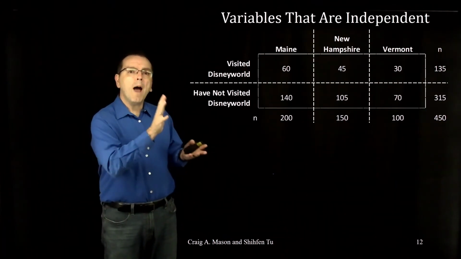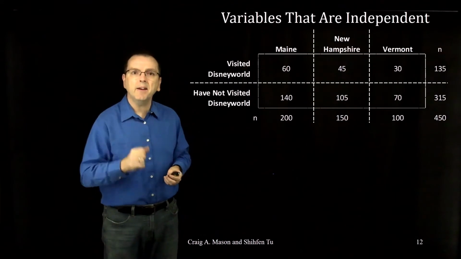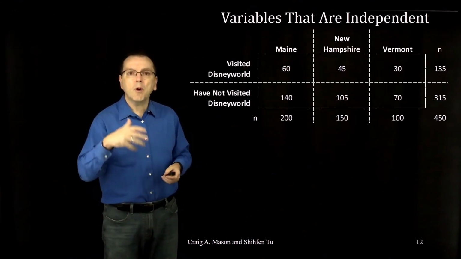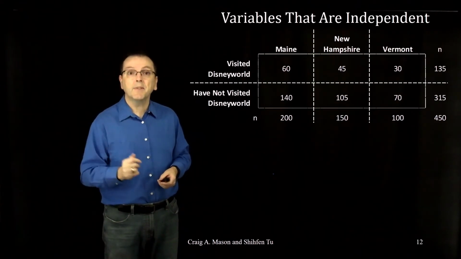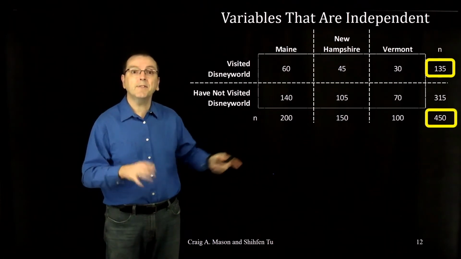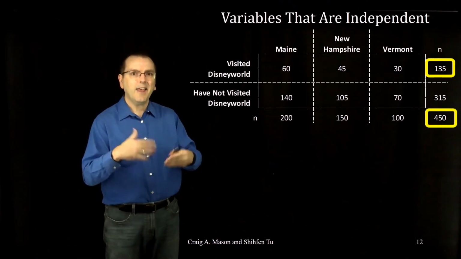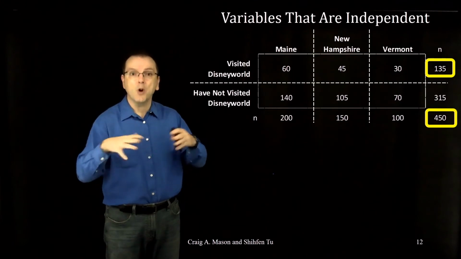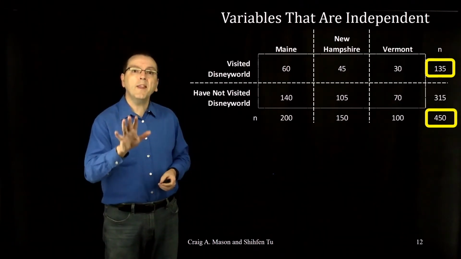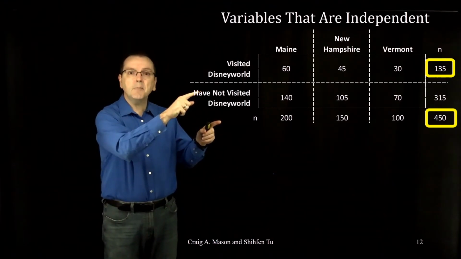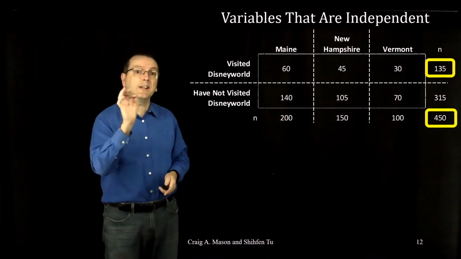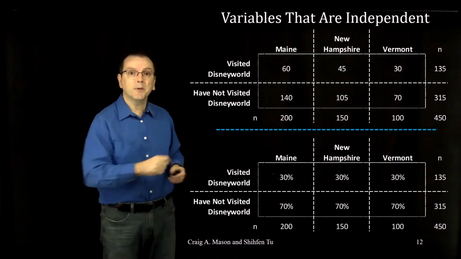Now, why are these two variables independent? Well, if we look at the overall percentage of people who went to Disney, that would be 135 out of 450. That works out to 30% of our total sample have visited Disney. Now, knowing that, let's change these numbers to the percentage of people in each state who visited Disney.